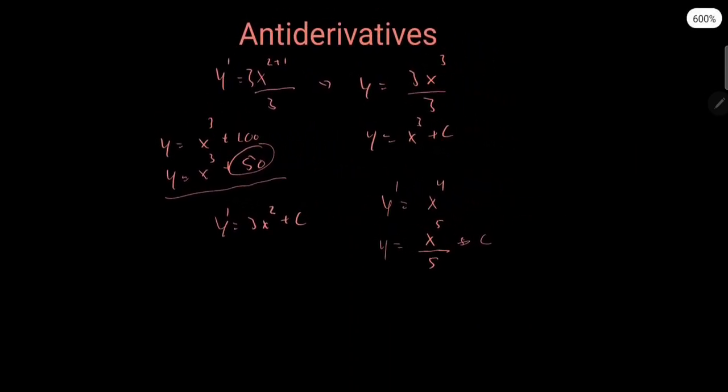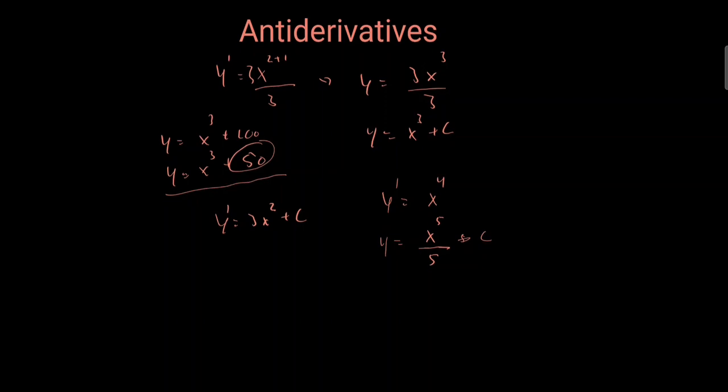Right, and obviously there are a bunch of rules when it comes to different functions. So for example, if we had the function y prime equals e to the x, well, when we go for the antiderivative of an e function, it just stays the same. So y equals e to the x plus c.